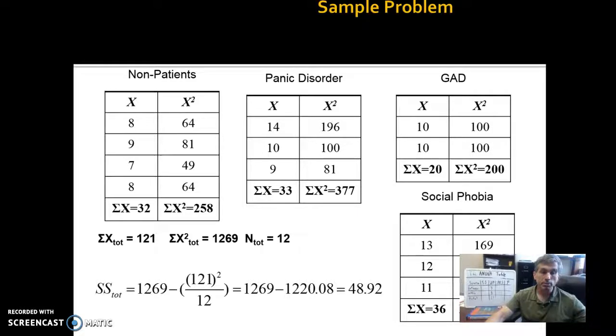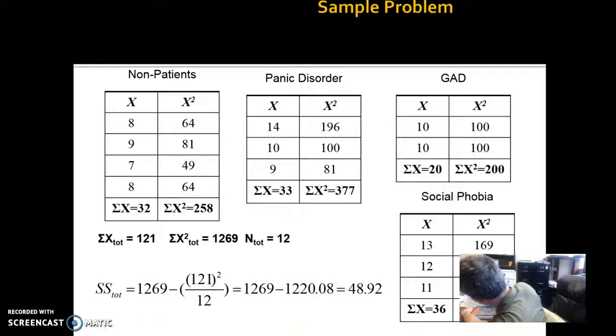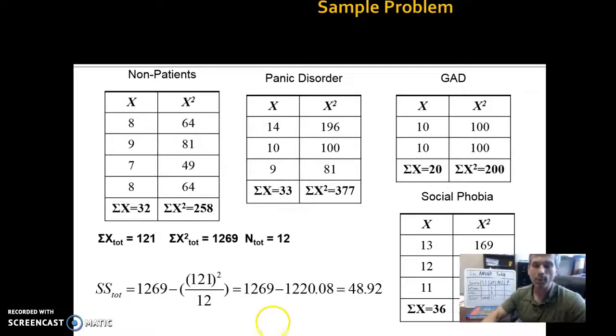So let's jump in. Sum of squares total involves taking these total figures here, all the scores squared and then added up, 1269. Then we take all of the scores added up, 121. We square that, we divide it by the number of people in the group, and then we subtract that from 1269. We wind up with a sum of squares total of 48.92. 48.92 is what that's supposed to read.